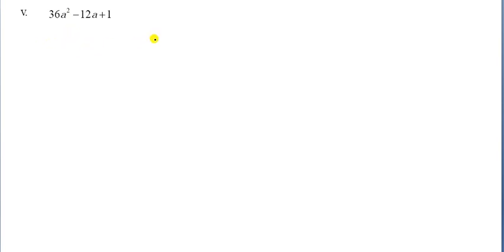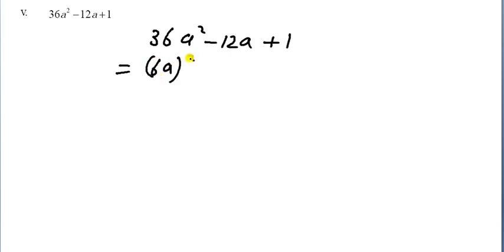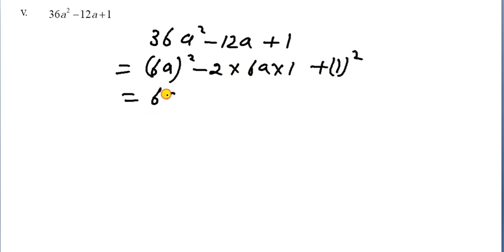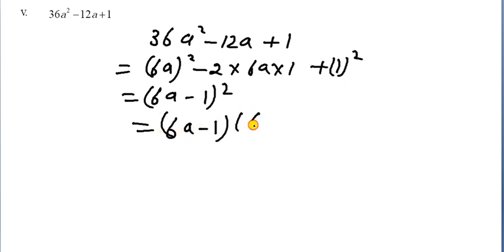Fifth part of this question, it is 36a square minus 12a plus 1. So how can we say, it is (6a) square minus 2 into 6a into 1, and here is 1 square, that is 1. So you can write here 1. So it is the formula of (6a minus 1) whole square. So we can write two times, that is 6a minus 1, and the next one is also 6a minus 1. So you can write it's your answer. So let us see what will happen in your next question.